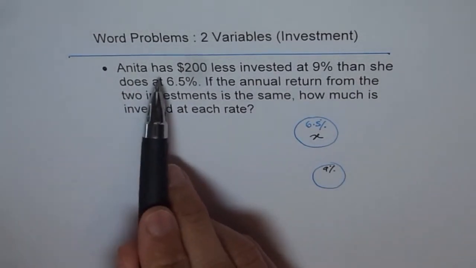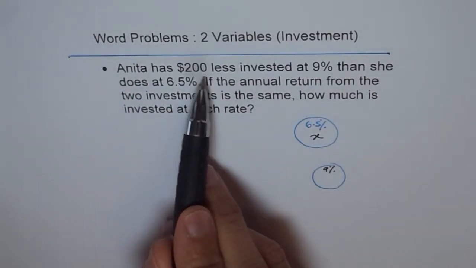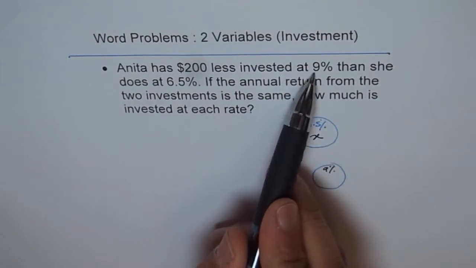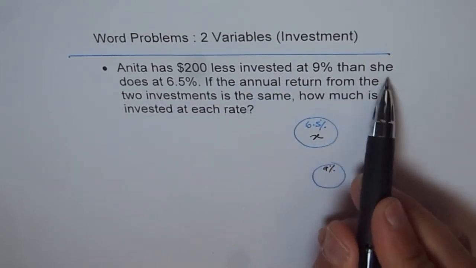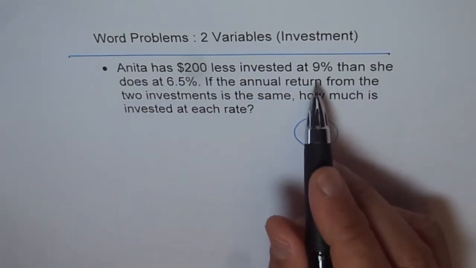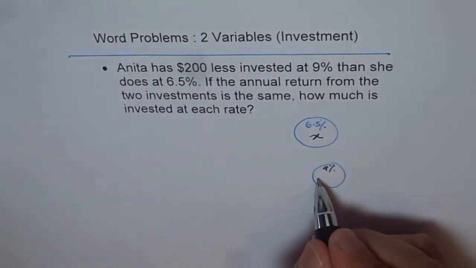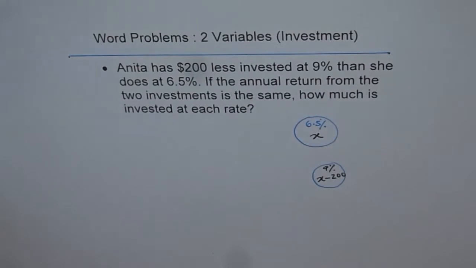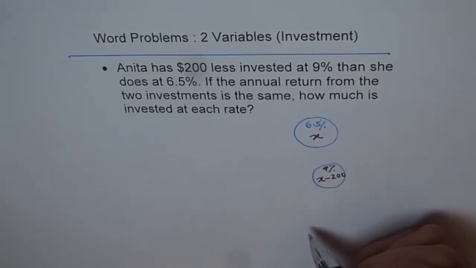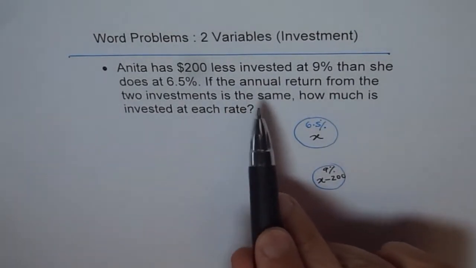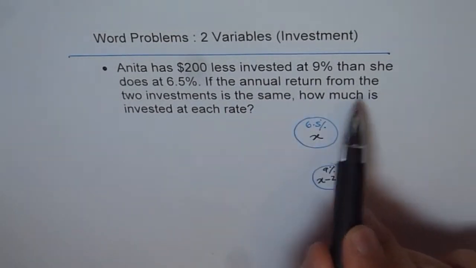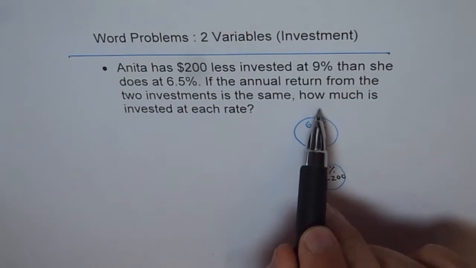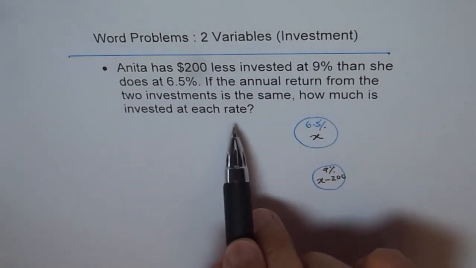It says Anita has $200 less invested at 9% than she does at 6.5%. So less $200, so this is X minus 200. That is the amount invested at 9%. So this is what is given to us. If the annual return from the two investments is the same, how much is invested at each rate?